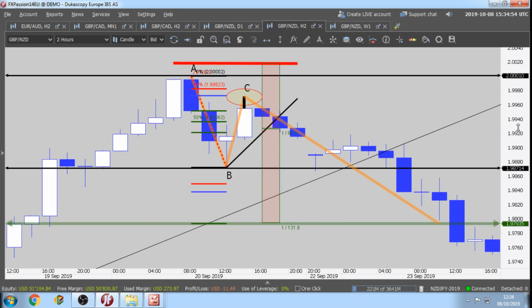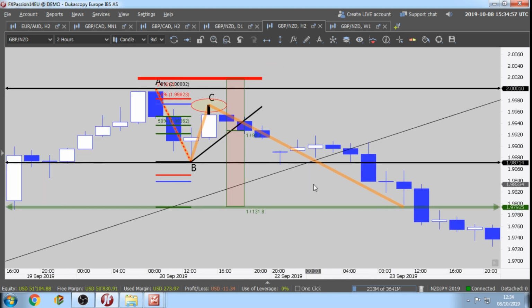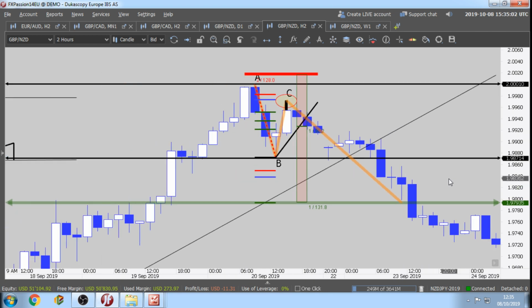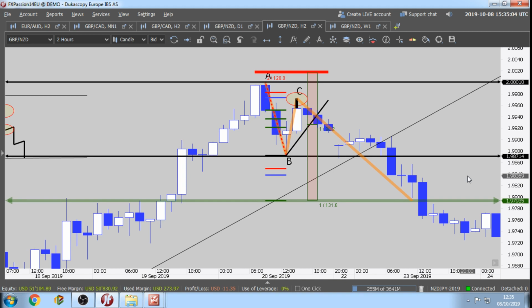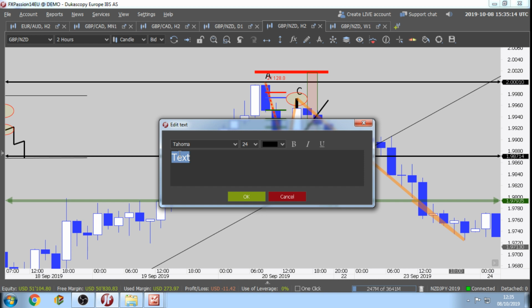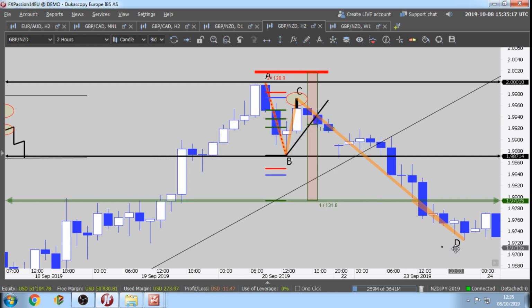Let's wait, still falling. The market is still falling, and looks like, there you go, we have found our D. A, B, C, D. This is the D down here. This is our new D down here. Why is that? Because the market hit the 1618 extension, but it didn't do a low. So the next low is the D.